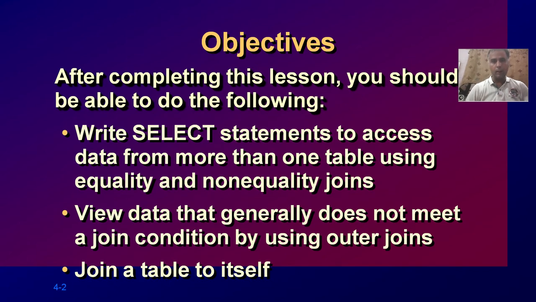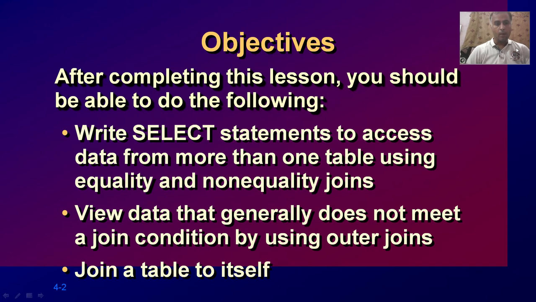The objective of today's lesson is to write the select statement to access data from more than one table using equality and non-equality joins, and to view data that generally does not meet a join condition by using outer joins. Here we will discuss the different types of joins and how we can merge two or more than two tables.